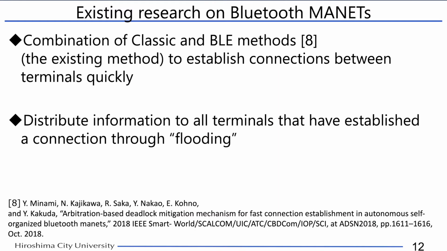Recently, we have been researching Bluetooth MANETs, which consist of Bluetooth-enabled terminals. A connection must be established in advance when two terminals communicate with each other using Bluetooth. Therefore, we propose a combination method of Classic and BLE to establish a connection between terminals quickly. This is called the existing method. The connectivity between terminals using the existing method is significantly improved compared to simply using Bluetooth. Since Bluetooth MANET is designed for one-to-many communication, it distributes information to all terminals that have established a connection by routing.